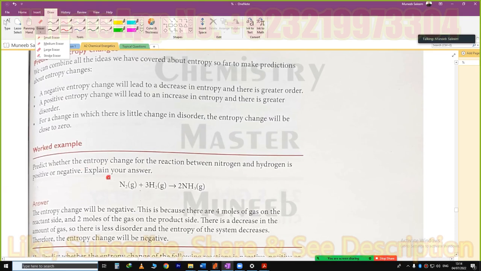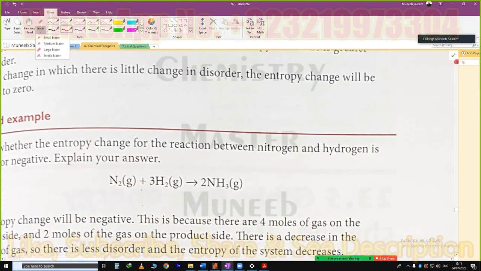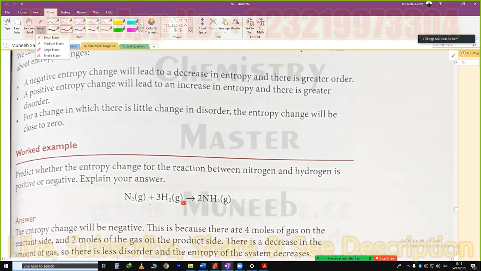Here we have a worked example. What would you deduce from this type of reaction? What should be the entropy change? It will be negative. Why? Because on this reactant side there are 4 moles, and on the product side there are 2 moles. So this is going to cause a decrease. Yes, it is a decrease.